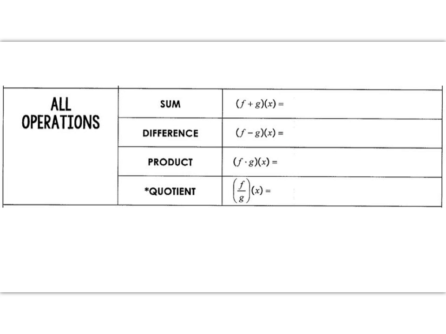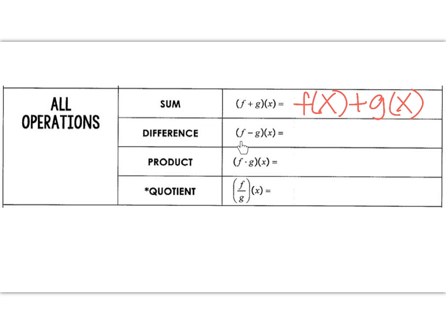All right, so now let's talk about all of the operations. So in the example we just did, we were dealing with the sum. So when we said f plus g of x, what we were saying was f of x plus g of x. So this is what you will see, and this is how you will solve it. You're going to rewrite it as f of x plus g of x, and then substitute f of x in here, and then substitute whatever g of x equals in for here.